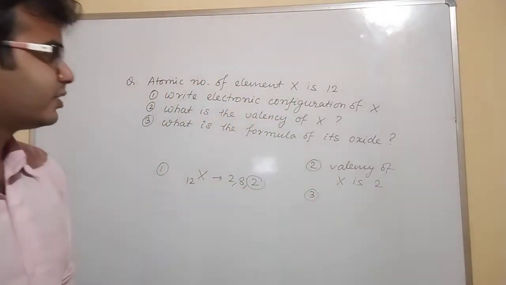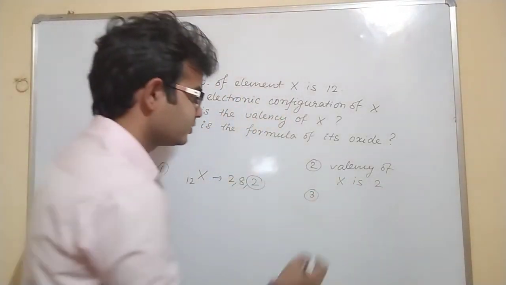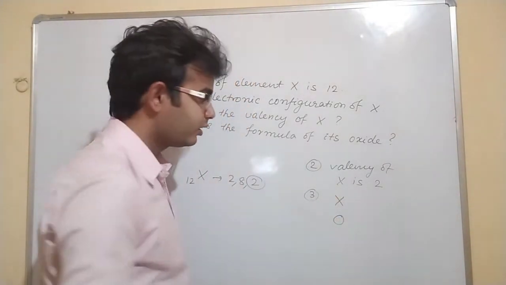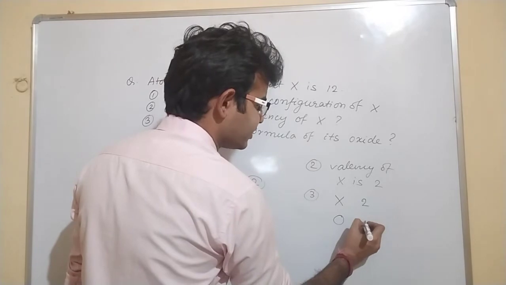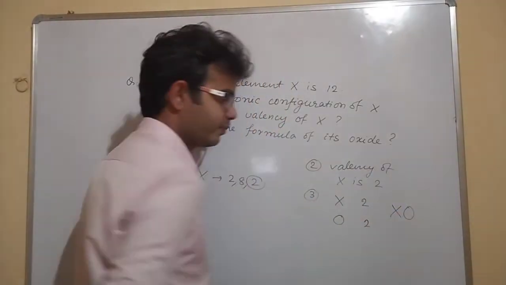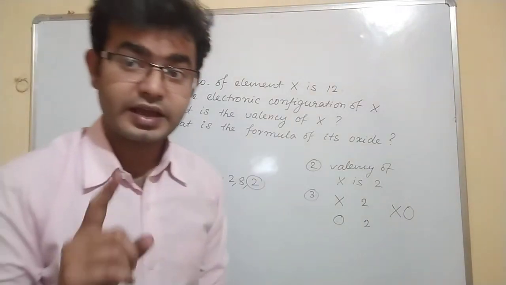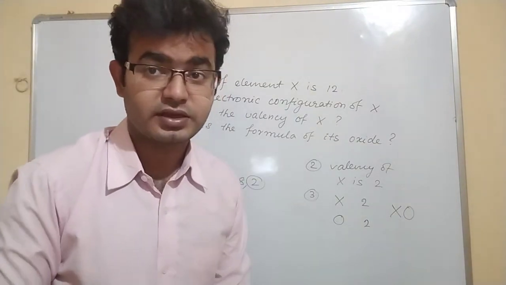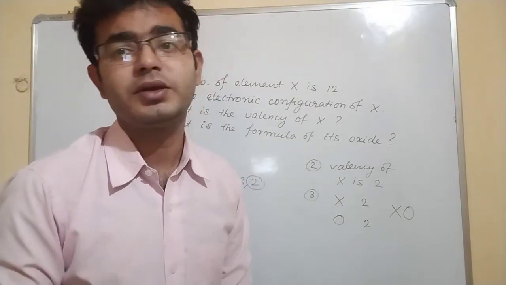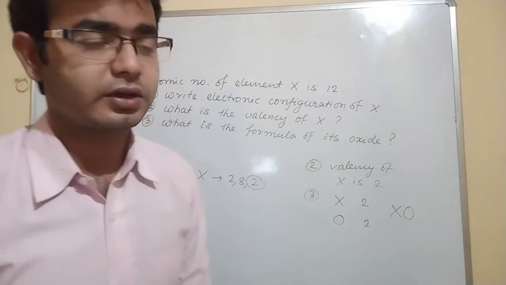Question number 3. What is the formula of its oxide? Oxides are formed when it combines with oxygen. Here the valency of X is 2 and oxygen is also 2. So 2 and 2 cancel, and the formula will be XO. It's not needed to write which element X is, that is magnesium, MgO. MgO नहीं लिखना है, यहाँ पे X के फॉर्म में लिखने के लिए बोला गया, तो XO ही लिखेंगे.